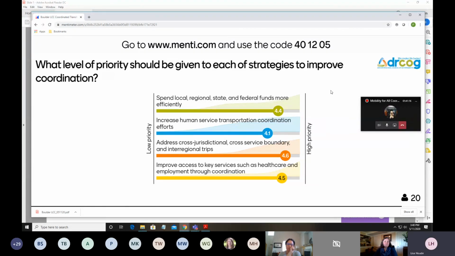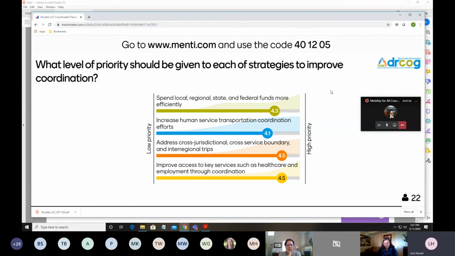All right, looks like most of these are still very high priority, all above 4. So all pretty similar results for each one of those, maybe a little bit lower for that increased human service transportation coordination efforts.